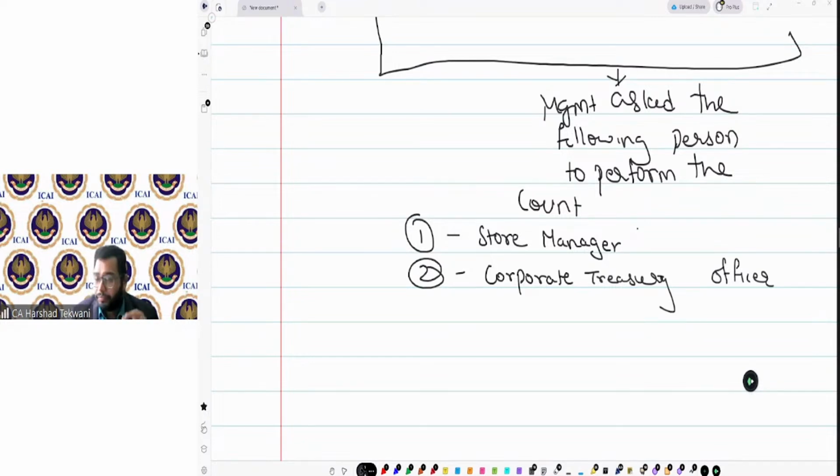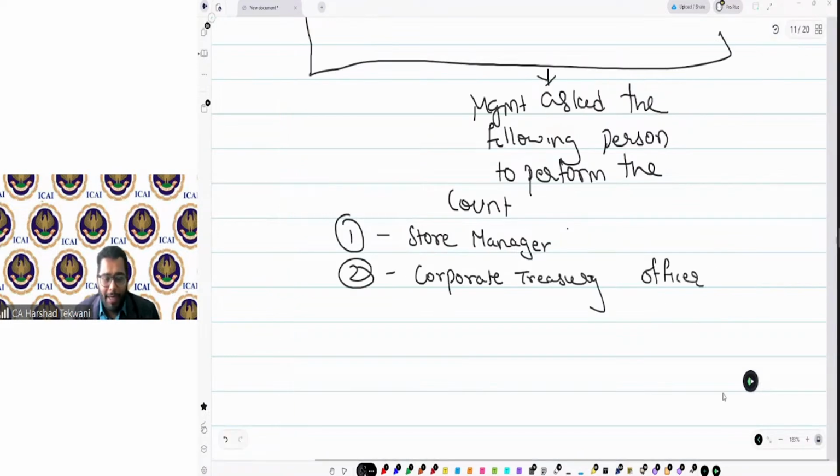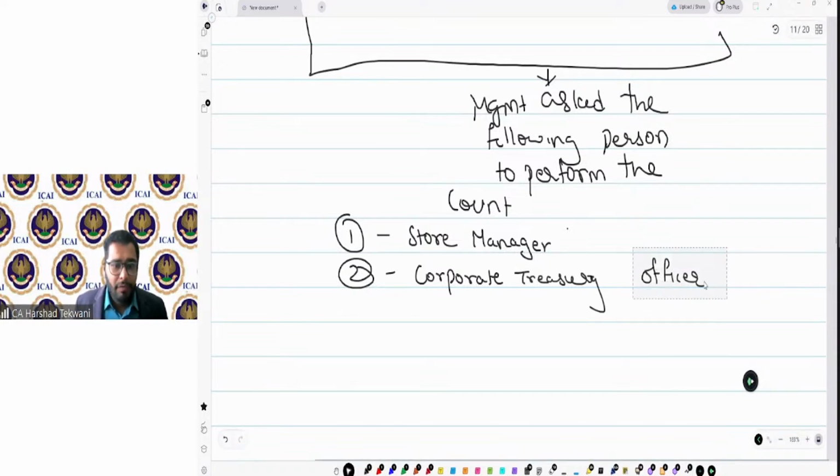Manoj, in which scenario? In scenario 1 or scenario 2? Okay, Tanisha, very good. So, what is good and what is bad? What is the risk in both of the scenarios? Which should be opted? In scenario 1, the store manager is performing the count. In scenario 2, the corporate treasury officer is performing the count. What should be the preferred way, and in which scenario, what is the risk we are talking about?